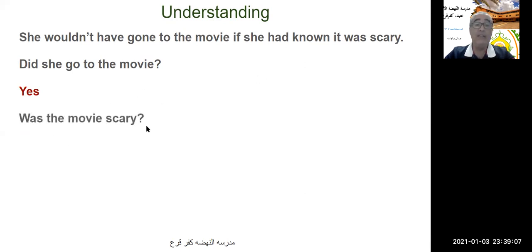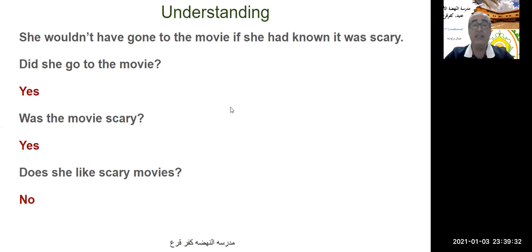Okay. Was the movie scary? Yes, it was. Absolutely. Does she like scary movies? What do you think? Of course, exactly. No, because if she knew that it was scary, she wouldn't have gone. It says here clearly, she wouldn't have gone to the movie if she had known it was scary. See, this is the thing about understanding the third conditional. Okay, let's move on.